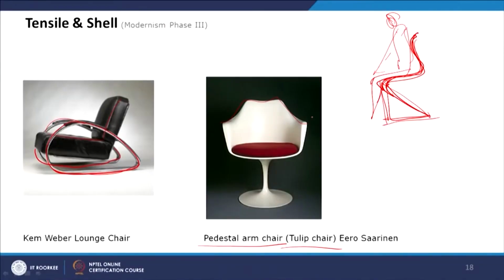red and other colors. This is one pedestal armchair which is also called the tulip chair because of the form of the chair. It has one single pedestal and was designed by Eero Saarinen, who was one of the pioneering architects in shell structure. So there's also a red color used, but mostly the main structure is white. Red is just the cushion, which is also there in some of the streamlining.